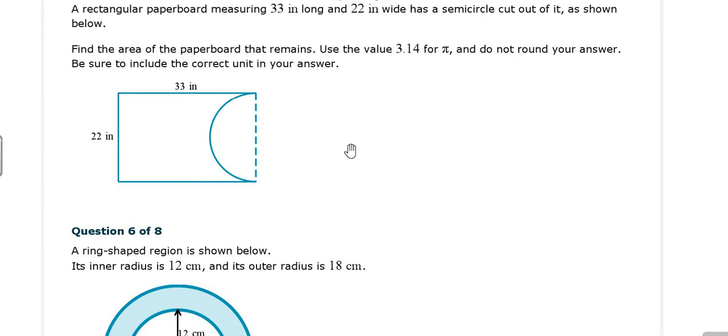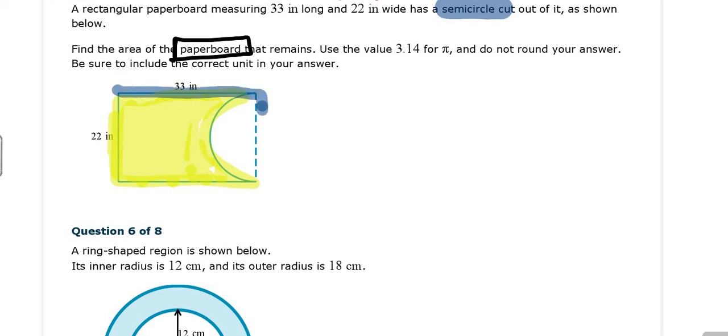We have a rectangular paperboard, 33 inches long and 22 inches wide, which has a semicircle cut out. That's half a circle. Keep that in mind. Find the area of the paperboard that remains. So this is the shape we want to find the area of, ultimately in yellow. Want to find this area. So to find that area, it's pretty obvious what you're going to do.